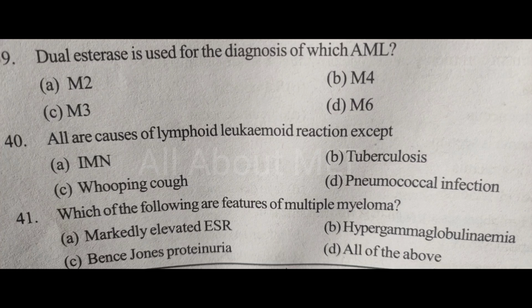Dual esterase is used for the diagnosis of which AML? Option A M2, option B M4, option C M3, option D M6, and the answer is option B M4. All are causes of lymphoid leukemoid reaction except option A IMN, option B tuberculosis, option C whooping cough, option D pneumococcal infection, and the answer is option D pneumococcal infection.